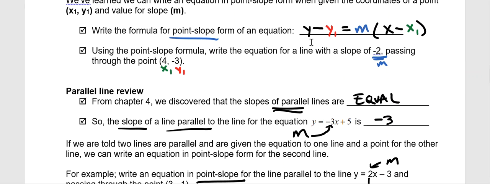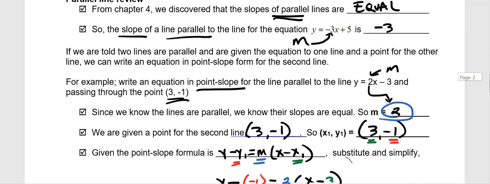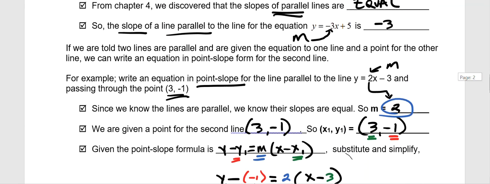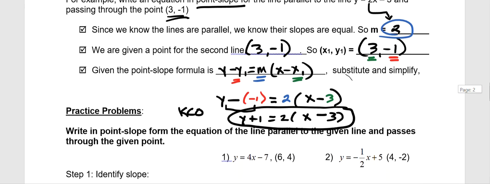So just a quick reminder, point slope formula: y minus y1 equals m parentheses x minus x1. We know that parallel lines have slopes that are equal, and that's information I'd carried forward from chapter 4. If I know the slope of a line and I'm given a point, I can quickly insert my known information for m, for x1, for y1, and I can pretty easily write an equation in point slope form. So that's what we worked through today.